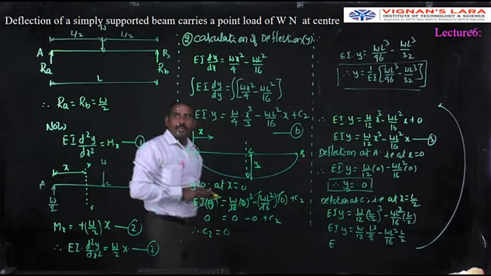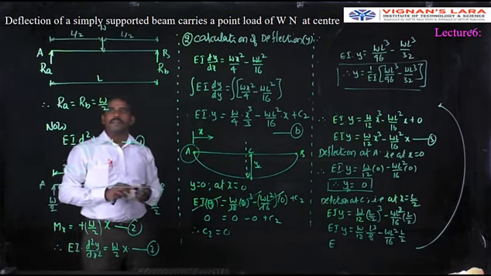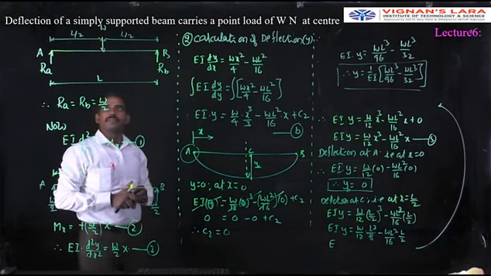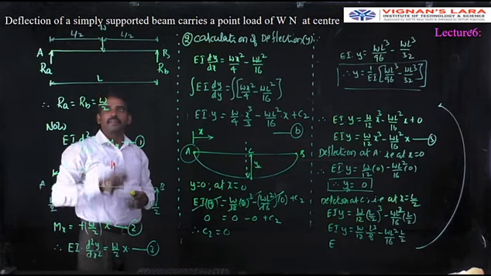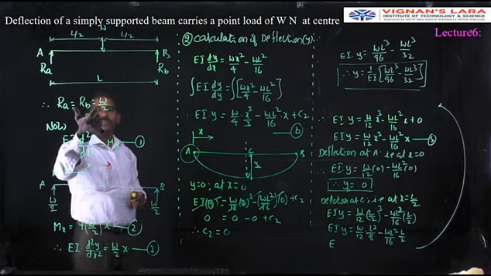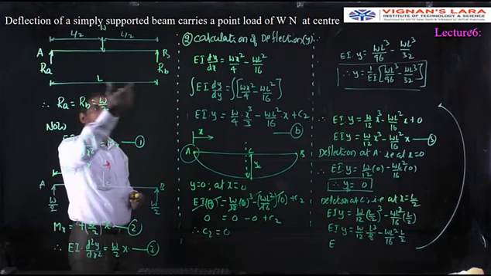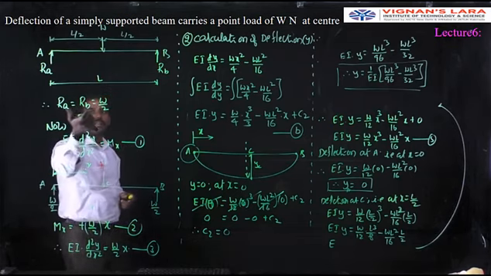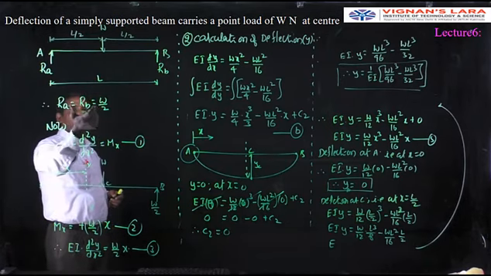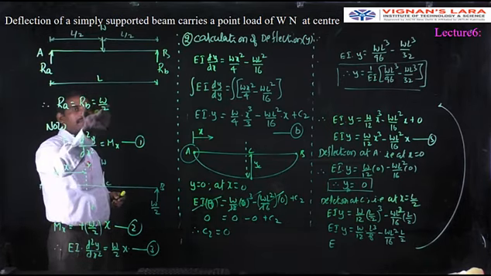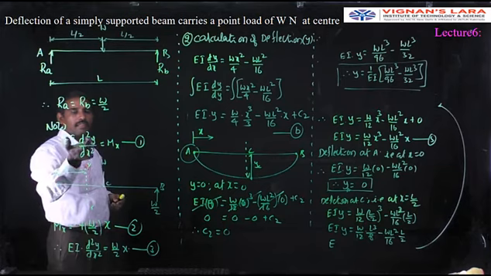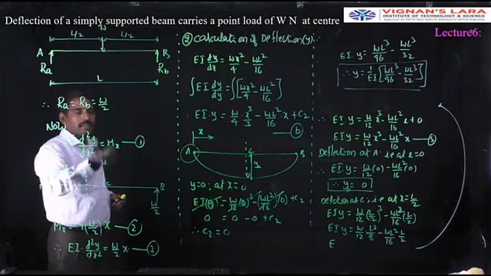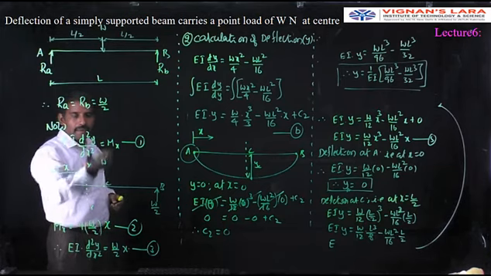Today we covered deflection of a simply supported beam subjected to a point load at midspan. Initially we have to find out the reactions at A and B. So due to symmetry, the reaction at A and B, RA is equal to RB is equal to W by 2. As we know the bending moment equation, EI into d square y by dx square is equal to Mx. Now formulate the bending moment equation.